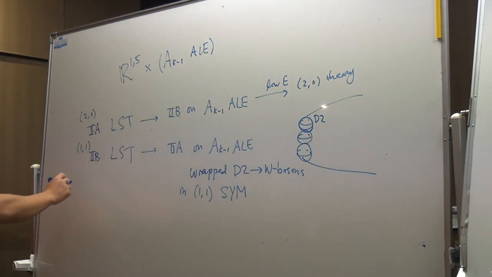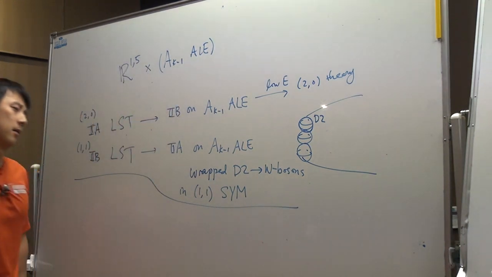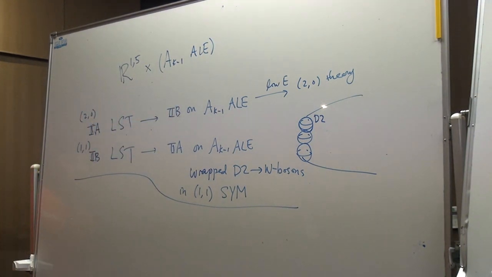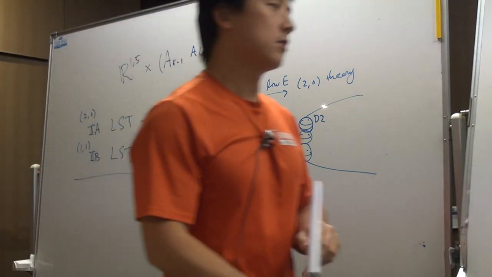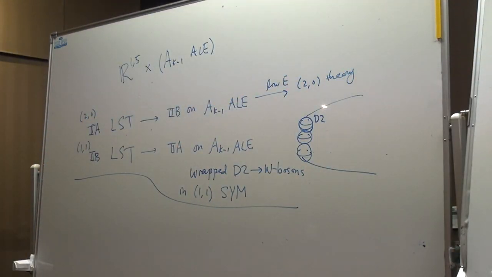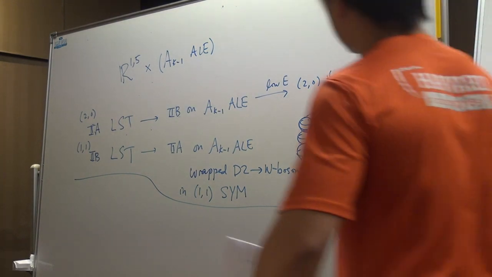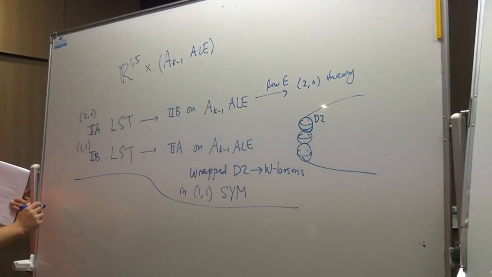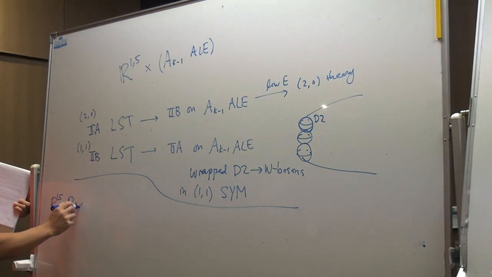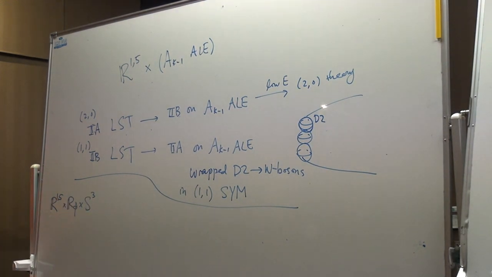Okay. Now, let me give you yet another perspective on this. Before, I said that the Liouville string theory will be described by type 2A or type 2B string theory on R^{1,5} times the dilaton times this S3 with k units of H flux. That was the near horizon geometry of the NS5 brane.